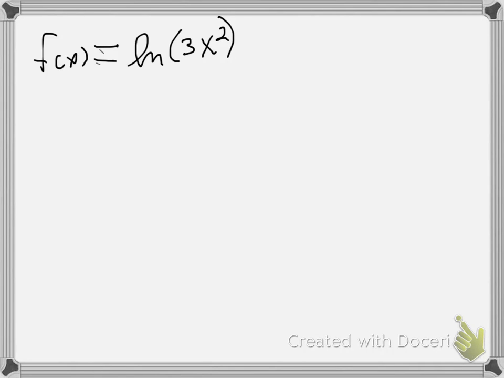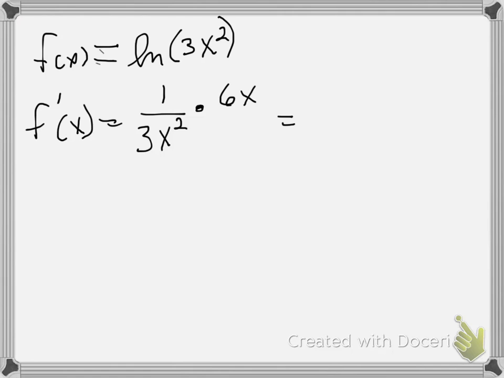So find the derivative, f prime of x. Derivative of natural log is 1 over the stuff inside the natural log, which is 3x squared, times the derivative of that stuff that was inside the log. The derivative of 3x squared is 6x. This one we could simplify right down to 2 over x if we wanted. You could leave it right here if you so desired, but that's pretty obvious simplification if you wish to do it. Alright.